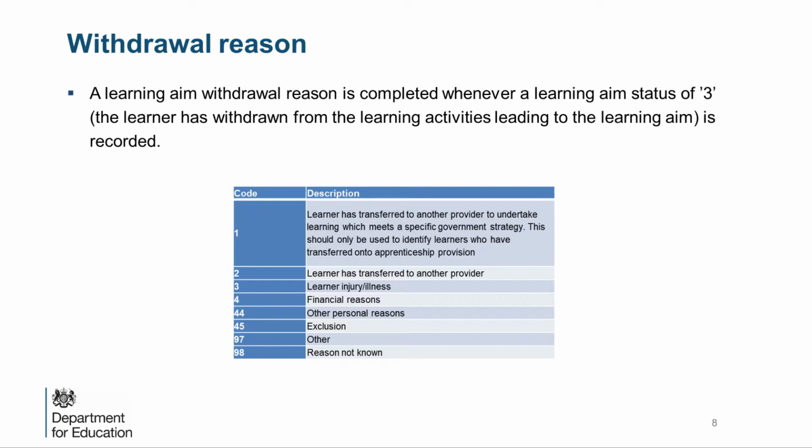The department monitors non-completion of courses to calculate the completion and attainment accountability measures for tech levels and Level 2 vocational courses using this data. Students withdrawn from these courses to take up apprenticeship, traineeship or supported internship placements are excluded from the measure.